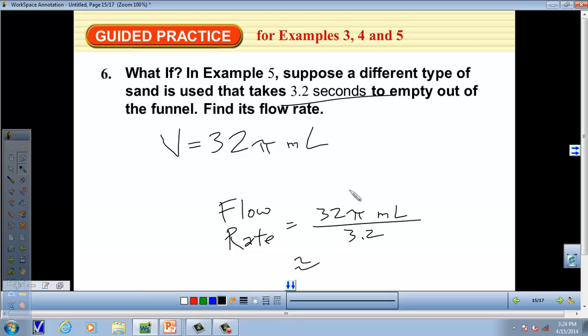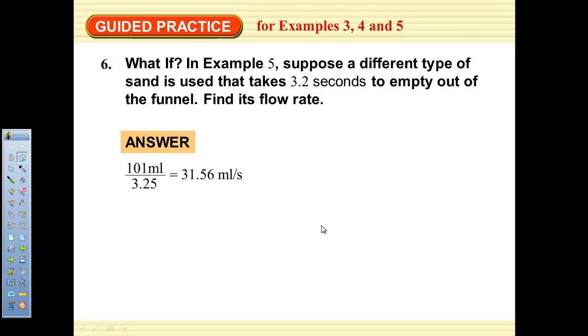So I'm going to do 32 pi and divide that by 3.2 seconds. We get approximately 31.42 milliliters per second. Again, they rounded, so theirs is off, ours is correct.